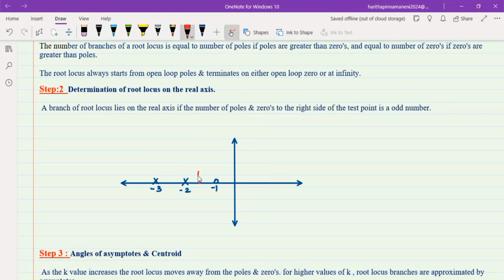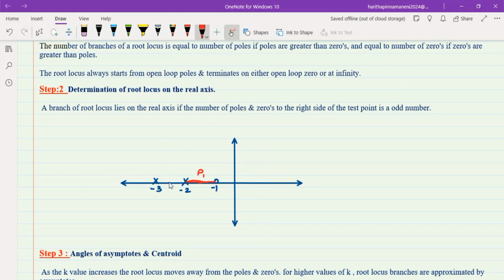So take a test point, let us assume it is P1. To the right of this test point, how many number of poles and zeros are existing? See here, only to the right of this test point we have one zero. So 1 is an odd number. So if an odd number of poles and zeros exist to the right of the test point, then the root locus will exist between these two. So the root locus branch will exist between this pole and zero.